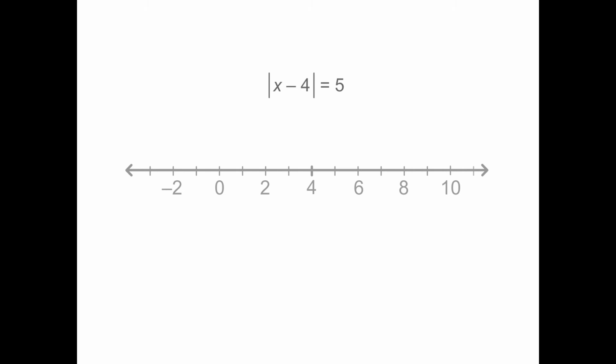Looking at this graphically, start at 4 and move a distance of 5 in each direction. You end up at 9 or negative 1, the solutions to our absolute value equation.